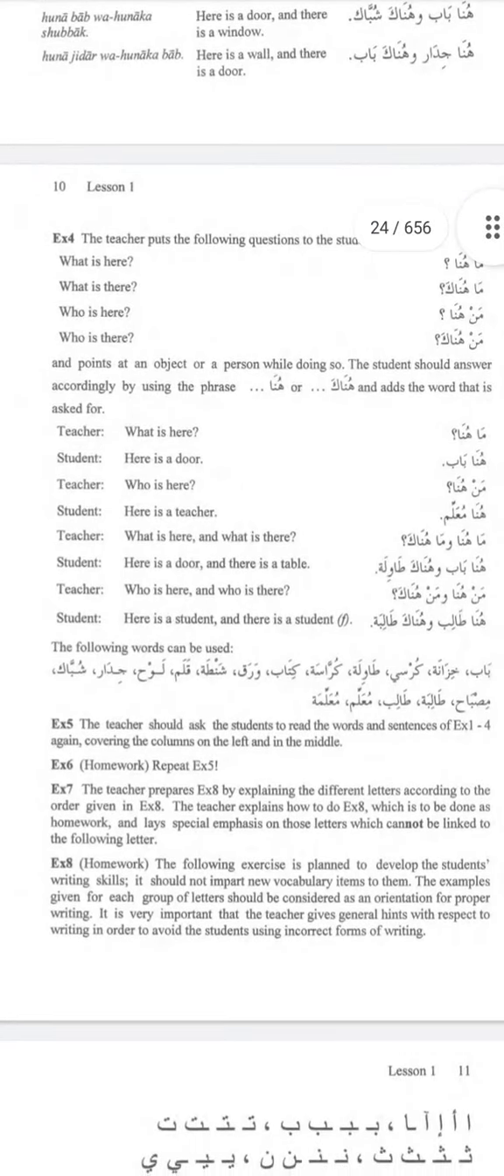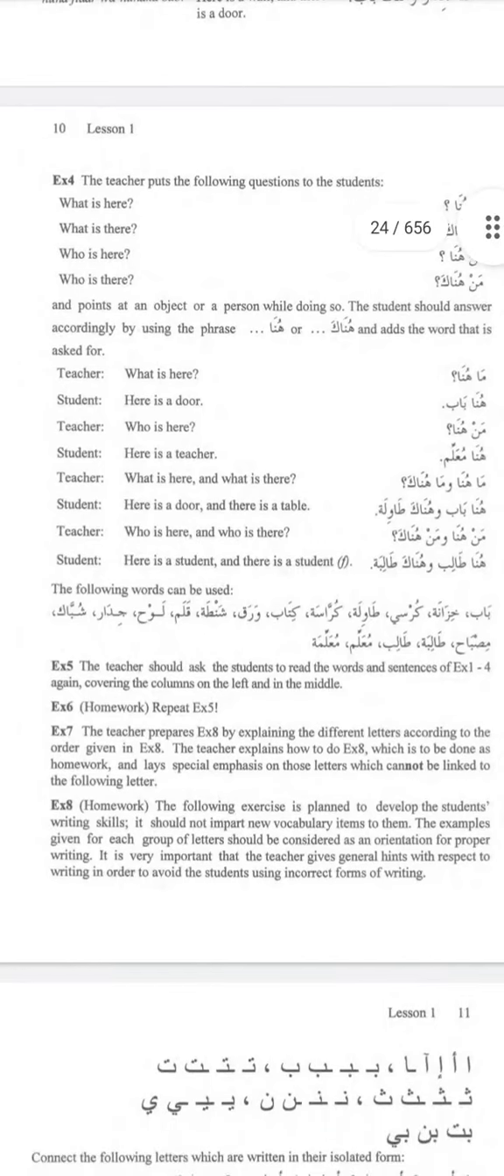Huna babun, here is a door. Or say huna bab. So huna muallim, here is a teacher. Ma huna, what is here? Wa ma hunaka, and what is there? Huna bab, this is a door. Wa hunaka tawila, and there is a table.